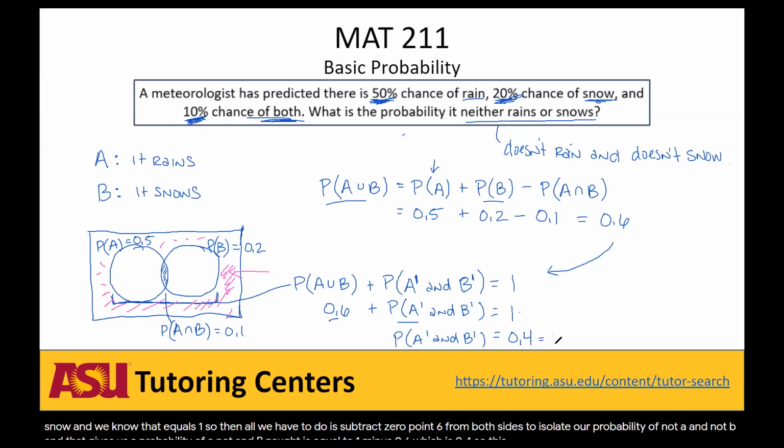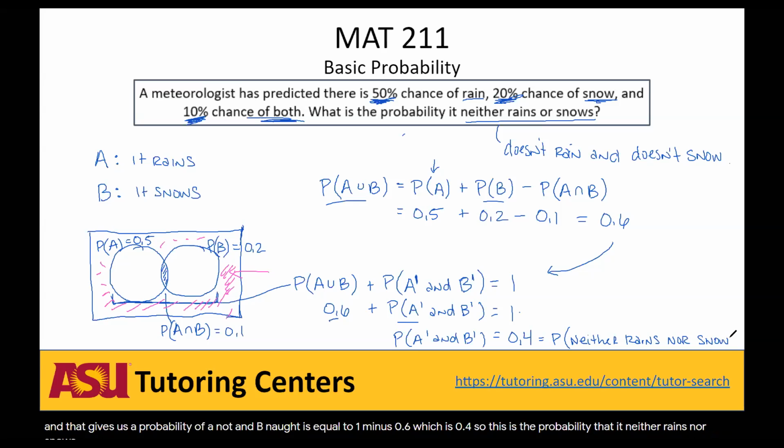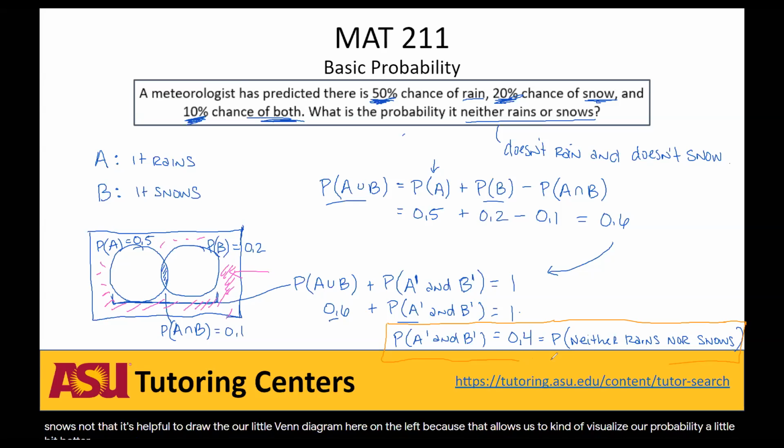So this is the probability that it neither rains nor snows. Note that it's helpful to draw our little Venn diagram here on the left, because that allows us to visualize our probability a little bit better and get a feel for what sort of quantity we're looking for. So that's our answer, 0.4.